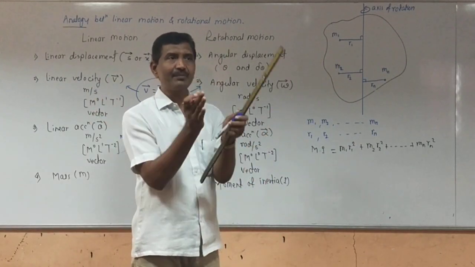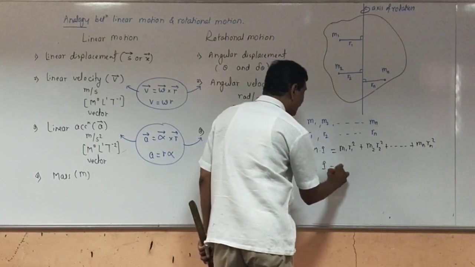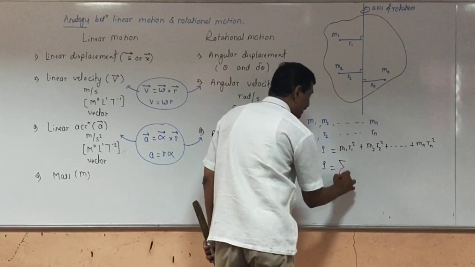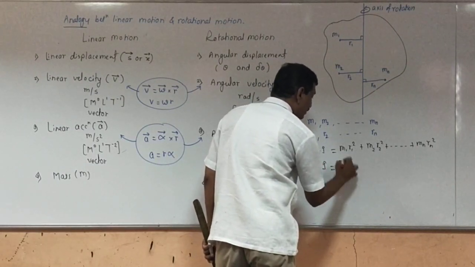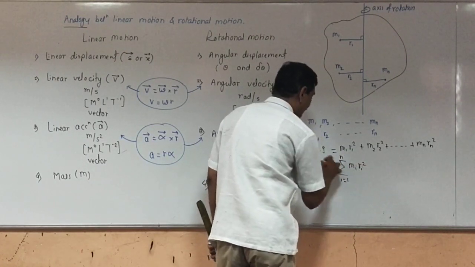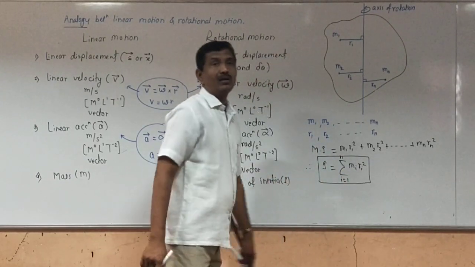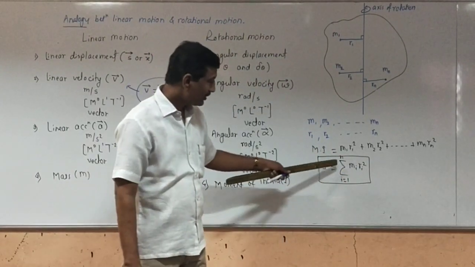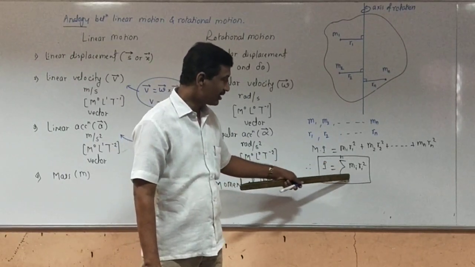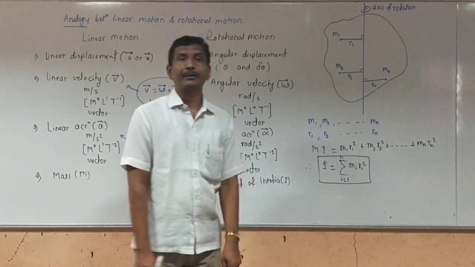This addition we express in a compact and convenient form by using sigma notation. So the moment of inertia is equal to the summation over i equal to 1 to n of mi ri square.